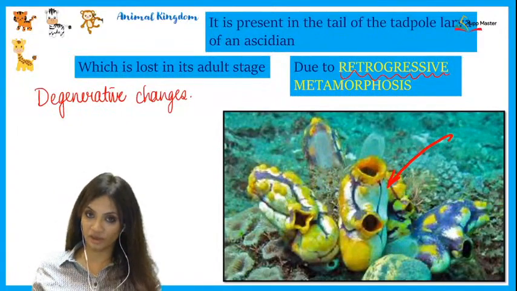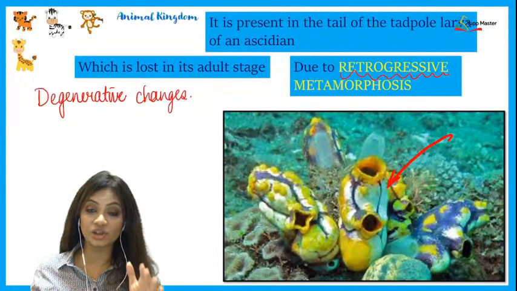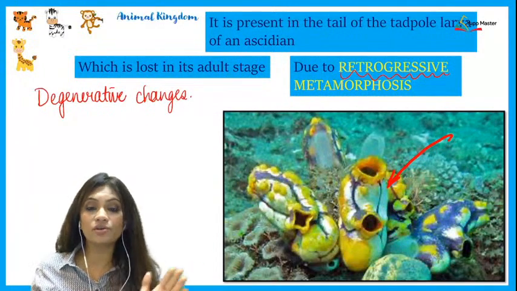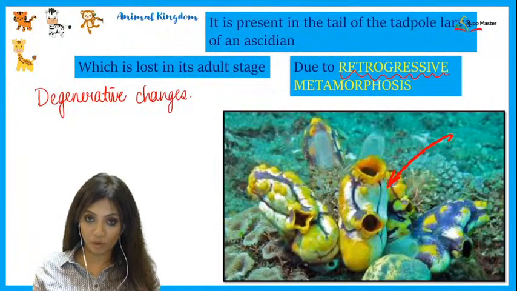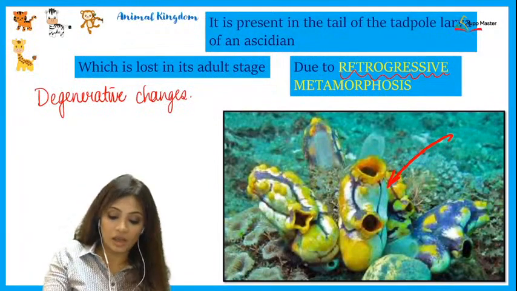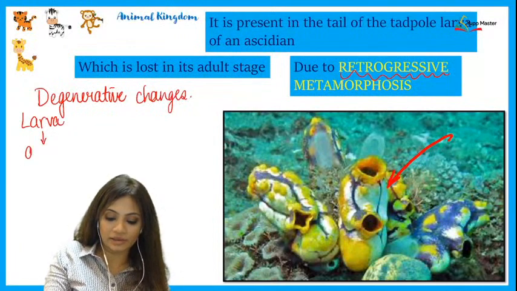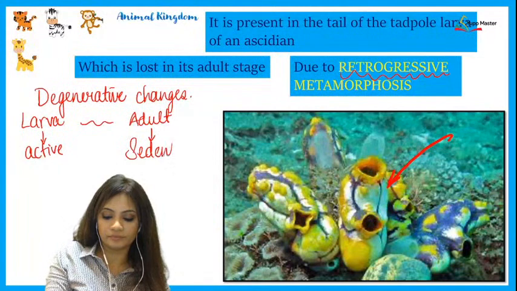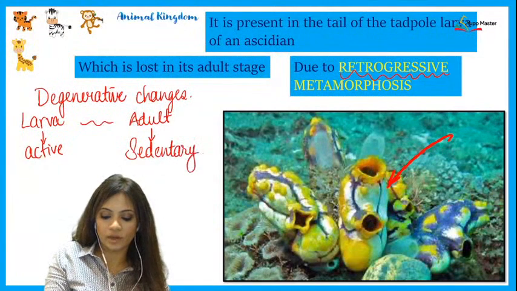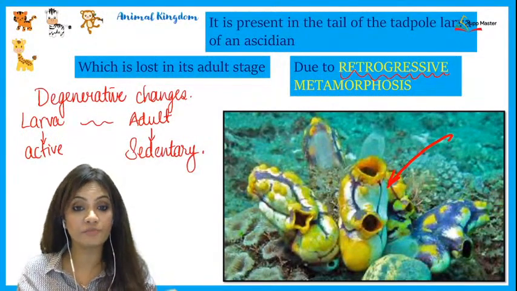And these degenerative changes are called retrogressive metamorphosis. Alright. So retrogressive metamorphosis means that when the larva form is active, but the adult is going to be sedentary. Okay, so that's the meaning of retrogressive metamorphosis.